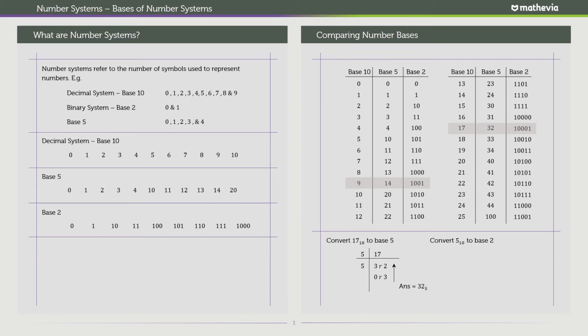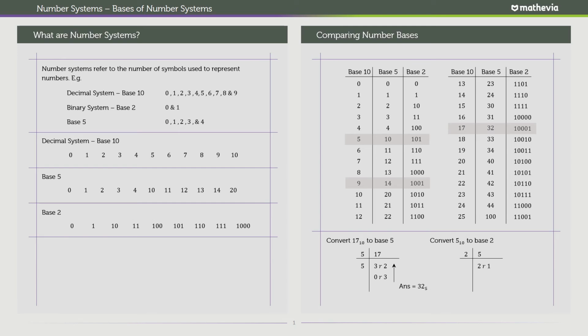Let's do another one. Convert 5 base 10 to base 2, and if you look at our table, 5 in base 10 to base 2 is 101. We just draw our table, write 5, and now we're going to be dividing by 2. When we're converting to base 5, we divide by 5. When we're converting to base 2, we're going to divide by 2.